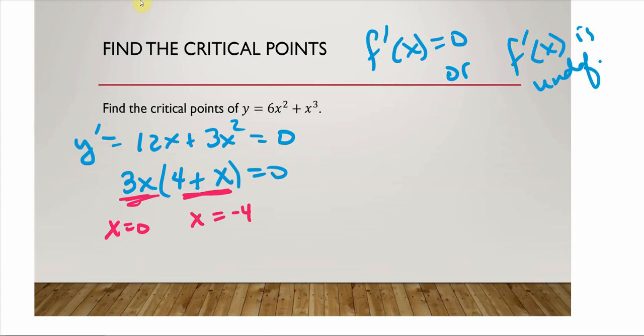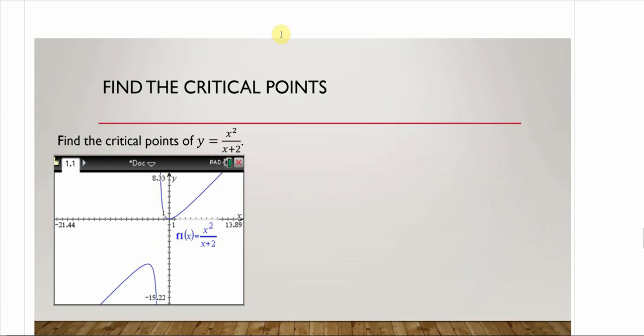So therefore, I have CPs at x equals -4 and x equals 0. And I'm done. Okay? Let's try another one.